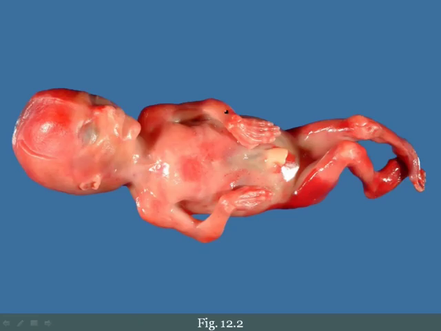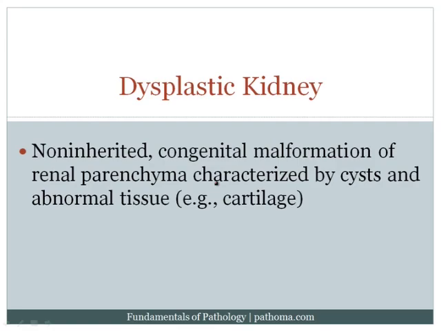Here's a picture of a fetus with Potter sequence. There's flattening of the face with low set ears, and then some extremity defects as well. Again, high yield to remember that these are all a consequence of oligohydramnios. The next of the congenital defects is actually going to be kicking off a little bit of a theme. Now what we want to discuss as we move forward are some congenital defects that result in cyst formation in the kidney. And there's a few of them.